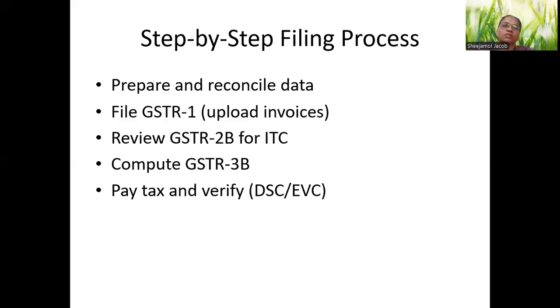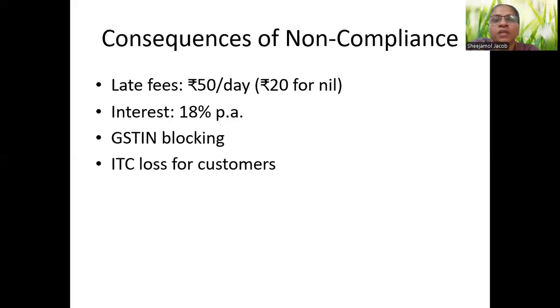Then the filing process. The first step is to reconcile the data. Second, upload the GSTR-1, with all invoices relating to that particular month. Then GSTR-2B, which is for inward supplies; review the GSTR-2B for input tax credit. Compute GSTR-3B, a summary assessment that calculates the tax liability of the taxpayer. The next step is to pay tax and verify with DSC and EVC.